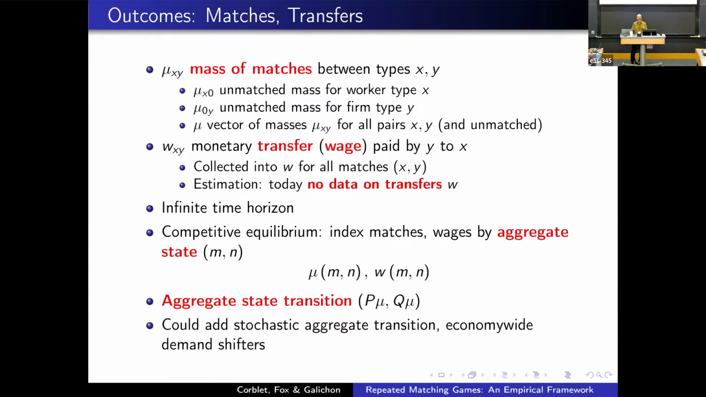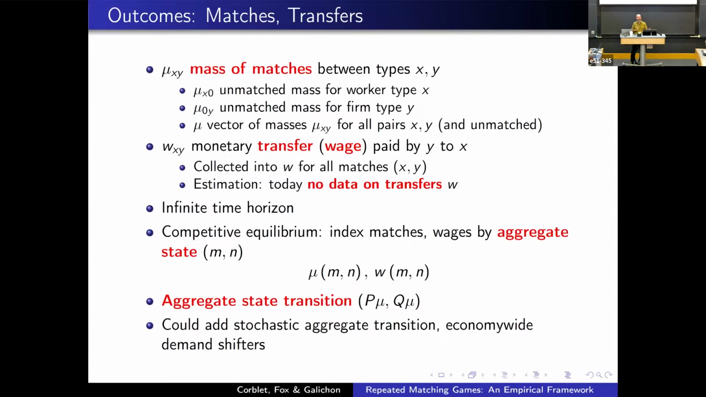And we get to the estimation part, similar to a lot of the work dating all the way back to Becker. We're going to consider having data on matches, but not on wages. So we have an infinite time horizon, and there'll be a competitive equilibrium, where we index these wages and matches by the aggregate state. If the aggregate state is MN at the beginning of the period, then in this competitive equilibrium the wages are going to be W of MN, and the matches will be mu of MN.